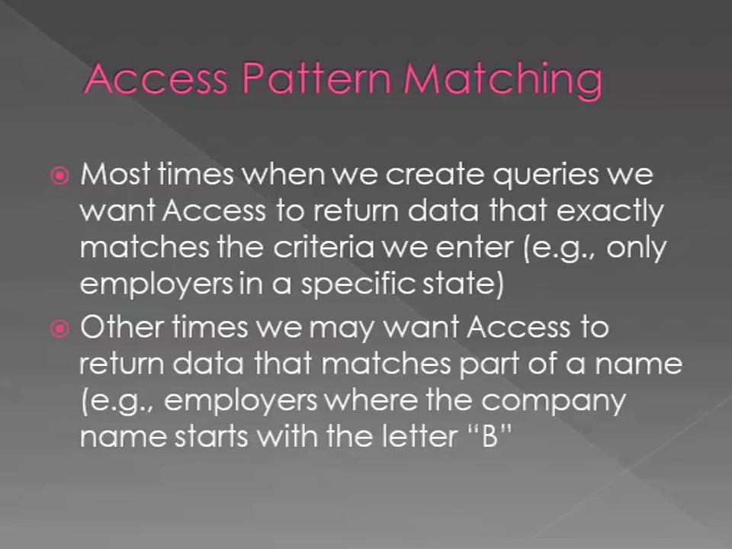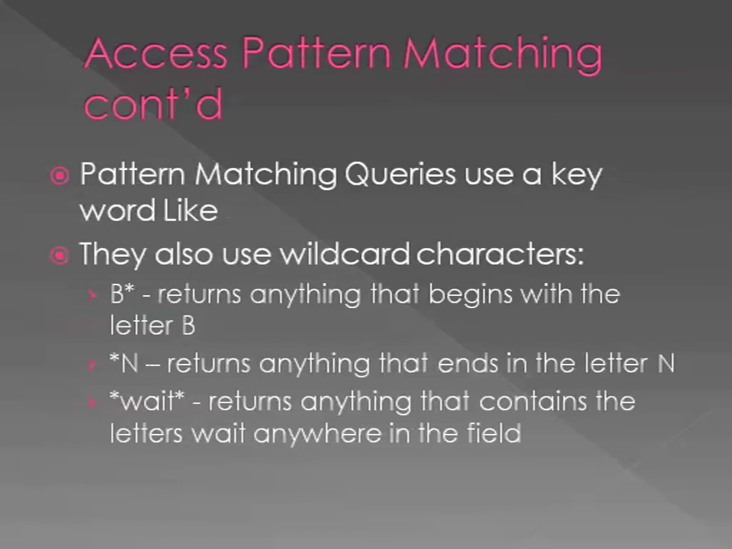Other times, we might want Access to return data that matches part of a name. For instance, give me a list of employers where the company name starts with the letter B. To do this type of query, we need to do something called a pattern matching query. Pattern matching queries use a keyword, like. They also use wildcard characters.